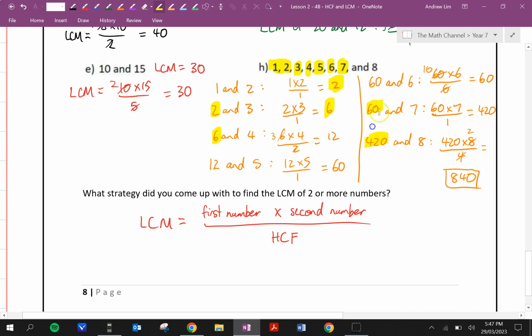So now we're using 420, and the last one, 8. So we do 420 times 8, and they're both divisible by 4. So 8 divided by 4 is 2. 420 times 2 is 840, and that's our final answer.